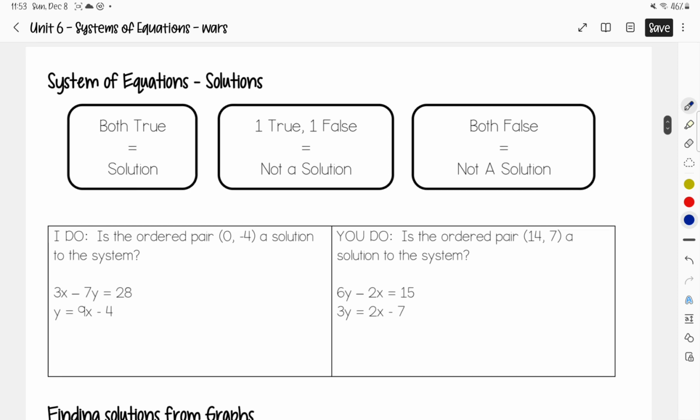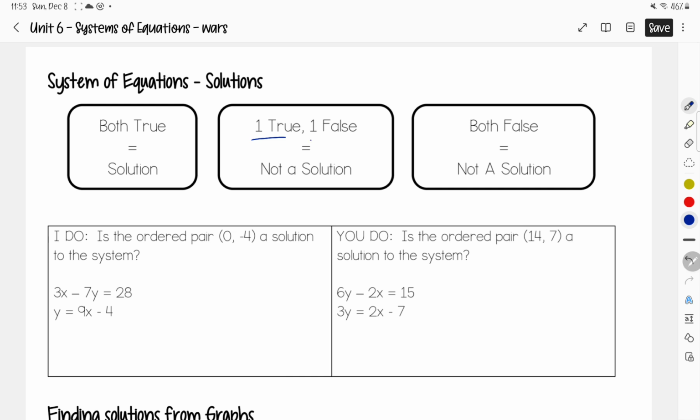So now let's talk about solutions, like determining if an ordered pair is a solution to a system. So you're going to have two equations. Now, systems can have more than two equations. They can also have more than two variables, which honors will find out later. But for now, we have two variables with two equations. Okay, so if this ordered pair that we substitute into the equations makes both equations true, then it is a solution. That's what this box is saying. If both are true, then it's a solution.